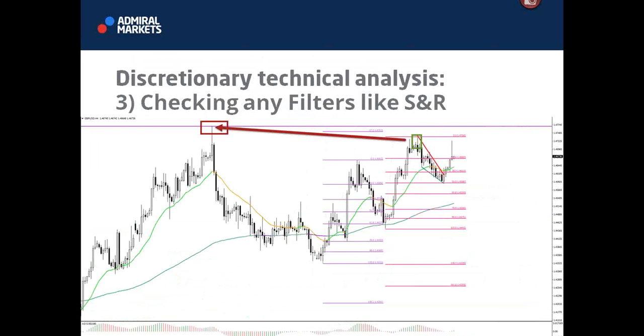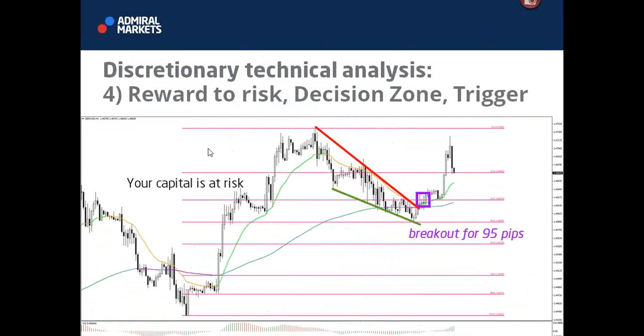Then we have discretionary filters, for instance, tops and bottoms, perhaps pivot points, anything that spells warning for a potential trade. In this case, taking a long in the green box here, so close to the resistance spot, would be hazardous, right? Because that resistance spot has a high chance of stopping price and sending it back down.